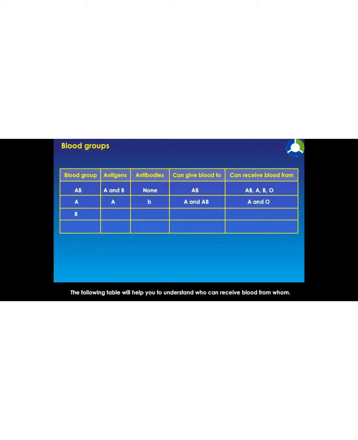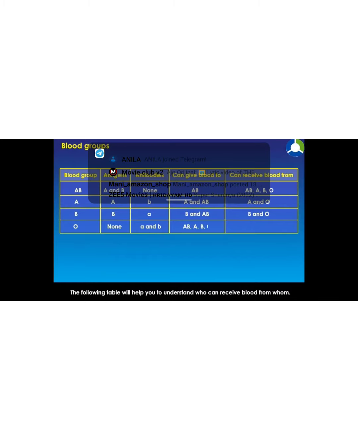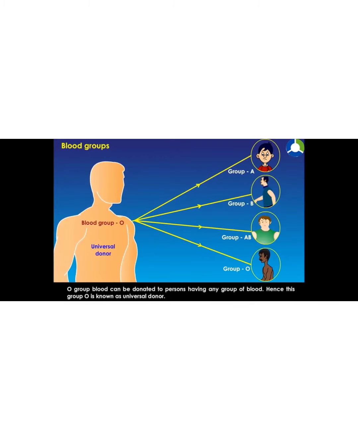Next, blood group B, antigen B, antibody A, can give blood to B and AB, can receive blood from B and O. Next, blood group O, there is no antigen, antibodies A and B, can give blood to AB, A, B and O, can receive blood from O, blood group O.